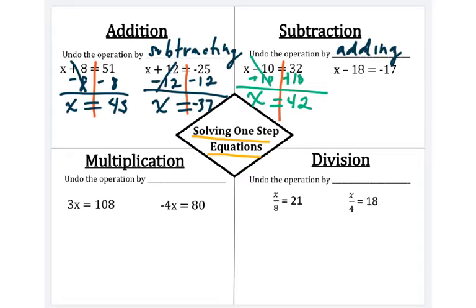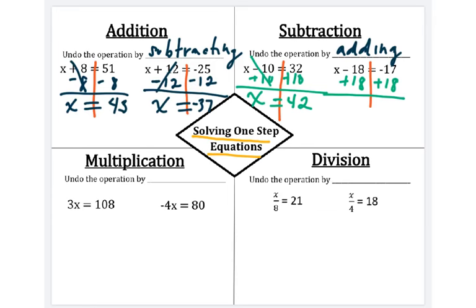We're going to draw a border on our equal sign. We need for our x to be alone. The only thing in the way of x being alone is this minus 18. Undo a minus by adding 18. If we add 18 on the left, we have to add 18 on the right.